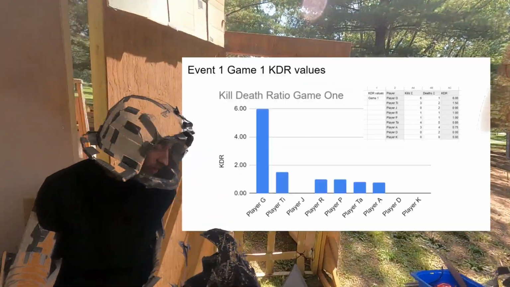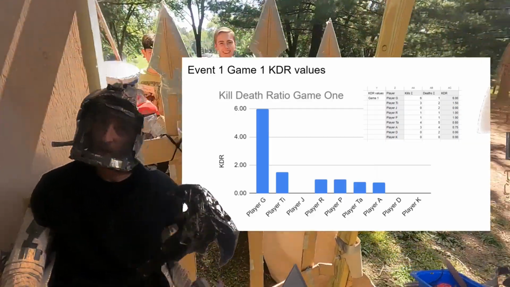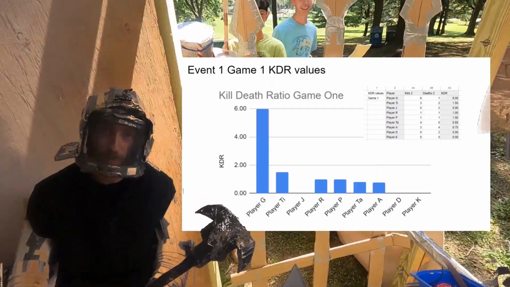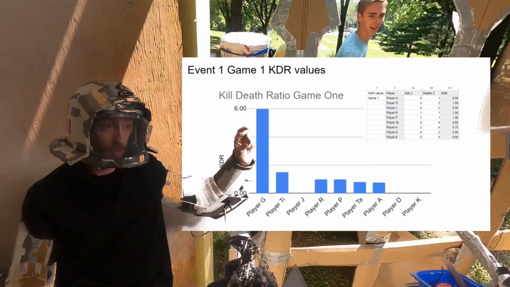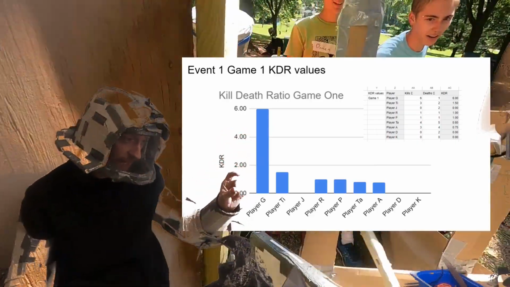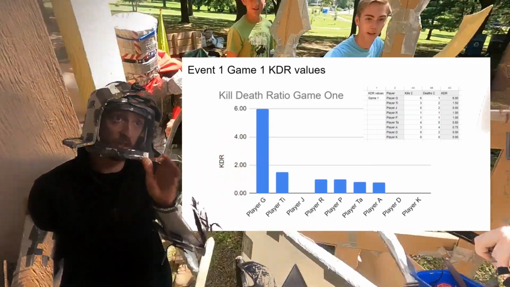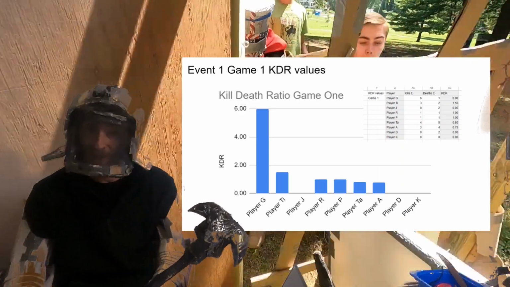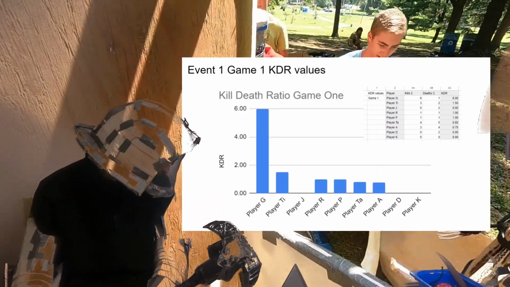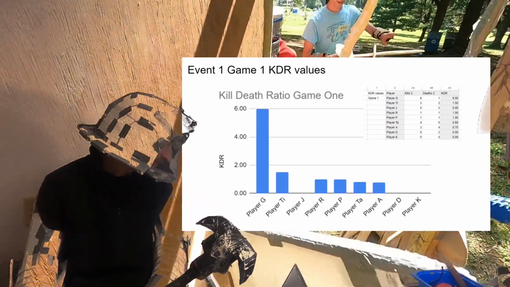Yes, so here are KDR values. If you're unfamiliar, it's a very common gaming term. It's kill-death ratio. How many times you got killed divided by how many times you died. It gives you a score that essentially tells you how likely you are to win any given encounter. And this is where certain things start to get weird.